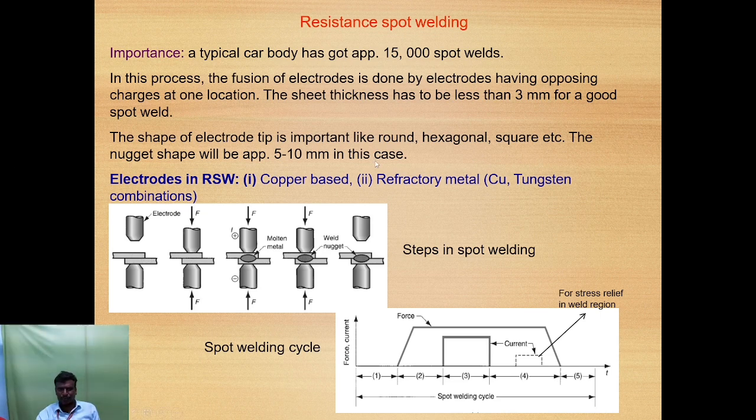The shape of the electrode tip is important, such as round, hexagonal, square, etc. The weld nugget size will be about 5 to 10 mm in this case. Electrodes in resistance welding are copper based, refractory metal, or copper and tungsten combinations.